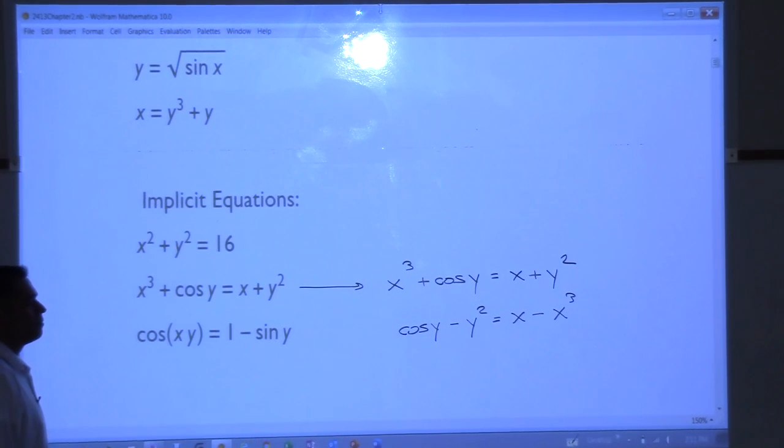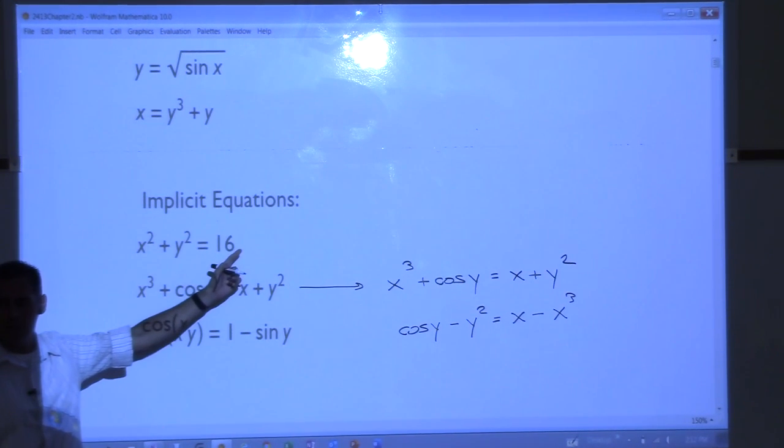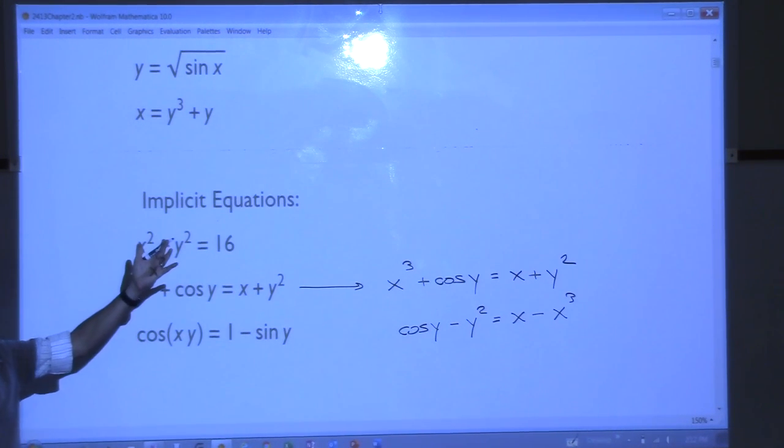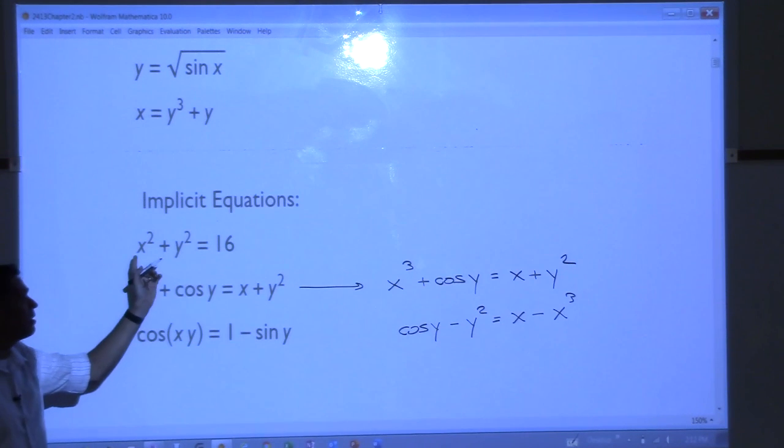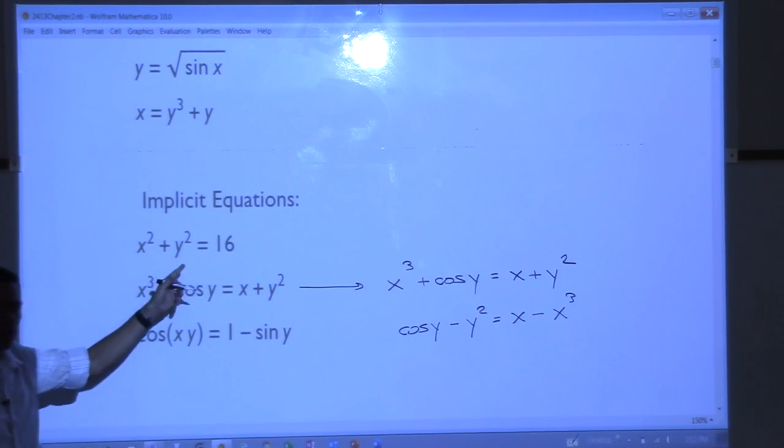Now, you may be saying to yourself, big deal. Who cares? We can't solve for y, big deal. Well, what is this? Do y'all know what that is visually? Can you identify what that is? Circle, radius 4, right? This is a circle of radius 4. From college algebra, pre-cal, conic sections, x squared plus y squared equals r squared. So this is a circle of radius 4.